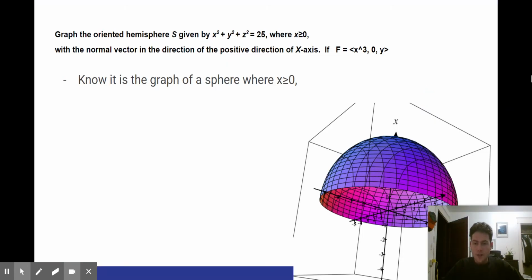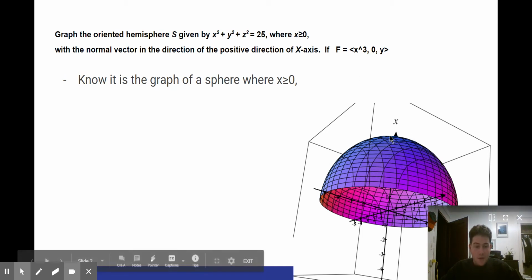So first is an example, and we need to graph the hemisphere by surface S given by the equation x squared plus y squared plus z squared equals 25. Now normally that would be a sphere, but because it's where x is greater than or equal to 0, we have the hemisphere with a normal vector in the direction of the positive x-axis. And then we have the vector field F, which is (x cubed, 0, y).